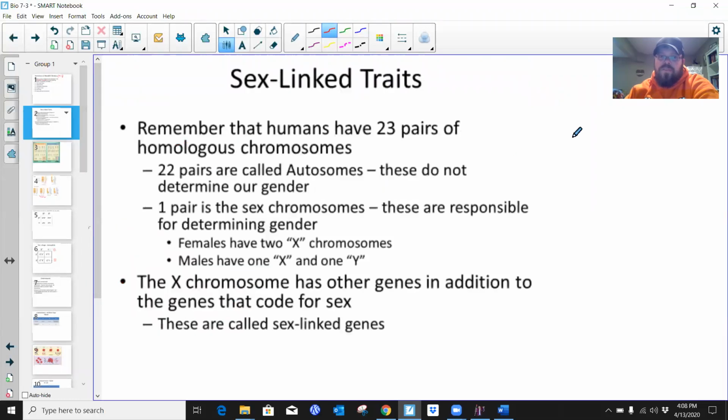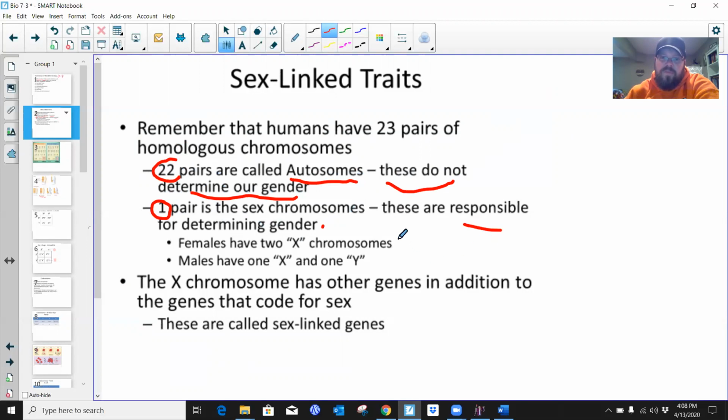Okay, so sex-linked traits. Remember, we learned a lot about this last week, and in our concept questions we worked on last week too. Humans have 23 pairs of homologous chromosomes, so 46 total chromosomes. 22 of those 23 pairs are what are called autosomes. These are chromosomes that do not play a role in determining gender, male versus female. There is 1 pair that humans have, the sex chromosomes, and these are responsible for determining gender.